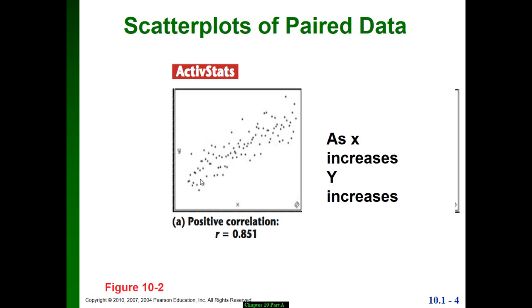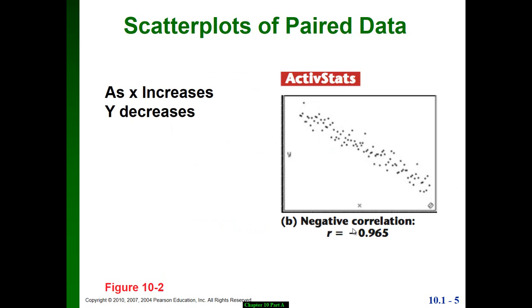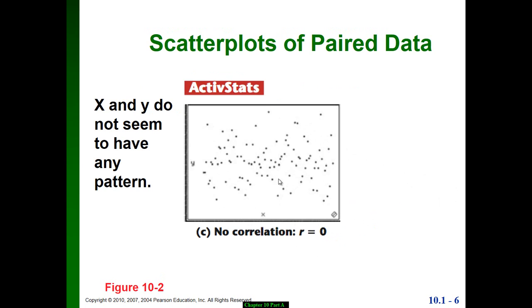Now, if the points look like they're getting closer to a line, then that's a linear correlation. It's a positive correlation if x goes up, then y goes up. If you see an increasing pattern, then you have a positive correlation. If you said the opposite, let's say that as x increases, then y decreases, then you would have a negative correlation. And if it's all over the place, then you have no correlation at all.